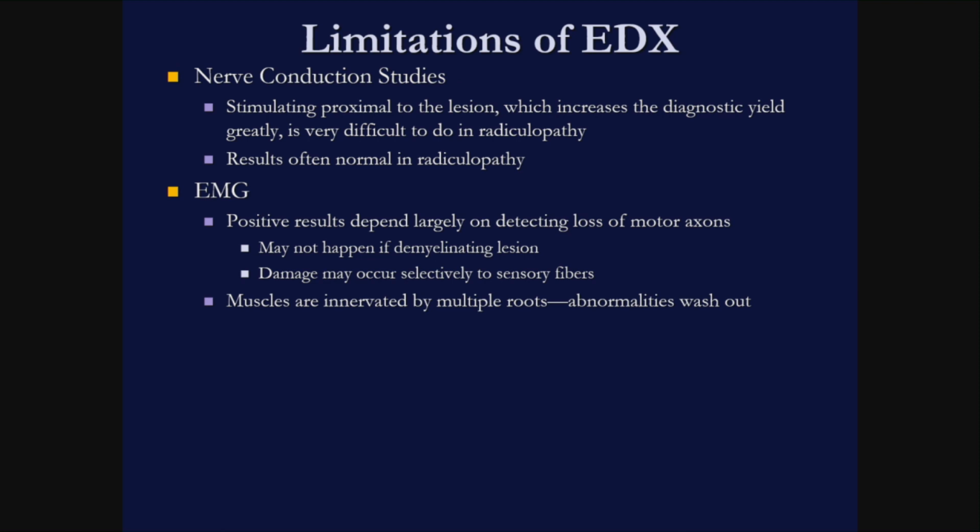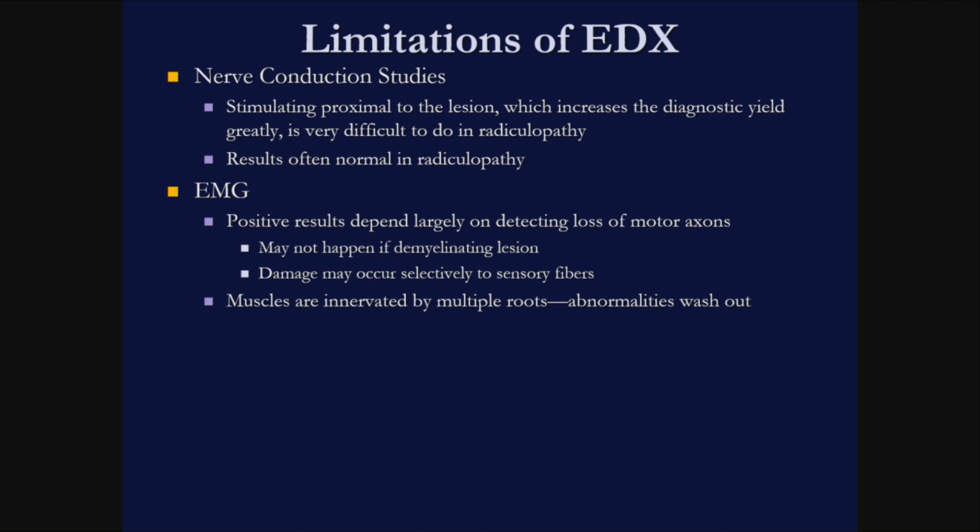As I said, whenever you can stimulate proximal to the lesion, you have a higher yield on electrical testing. We can't really do that in radiculopathy. Nerve studies are generally normal in radiculopathy. If the patient has a C8 problem, you may get a low CMAP recording over the hypothenar eminence or the thenar eminence, but generally speaking, the nerve studies are normal in cervical radiculopathy.